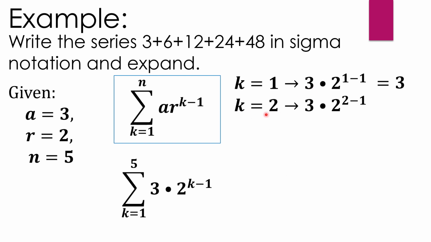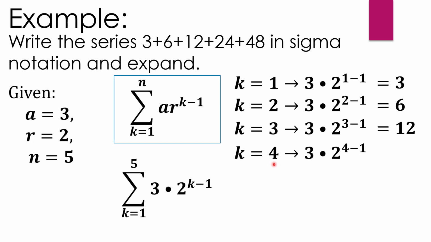Next, k is equal to 2. We change the k into 2. So 2 minus 1, that is 1. 2 raised to 1, or 2 to the power of 1, that is 2. 2 times 3, that is 6. Next, k is equal to 3. So we change the k into 3. 3 minus 1, that is 2. Then multiply 2 by itself twice. So 2 times 2 is 4. 4 times 3, that is 12.